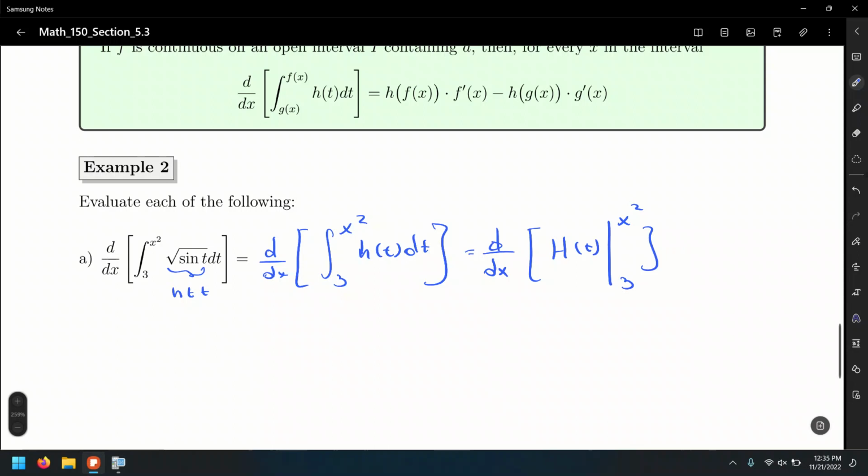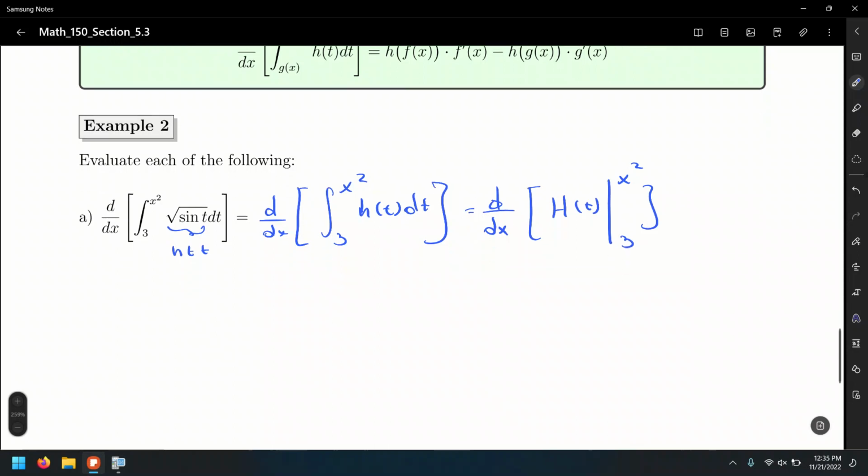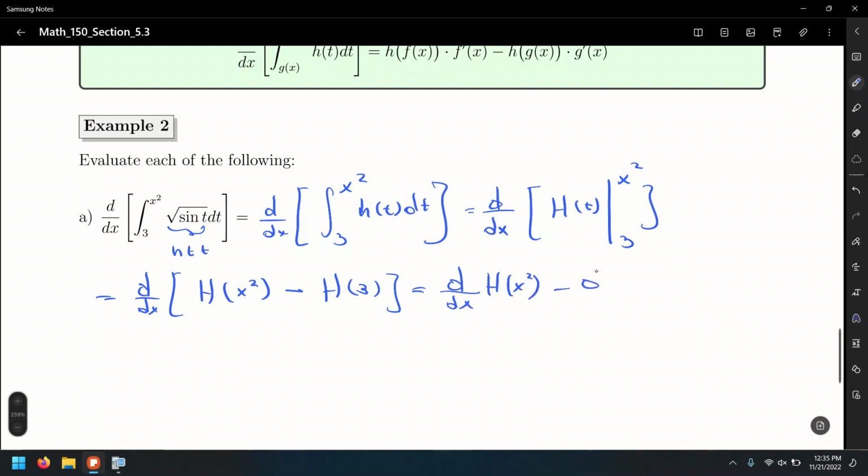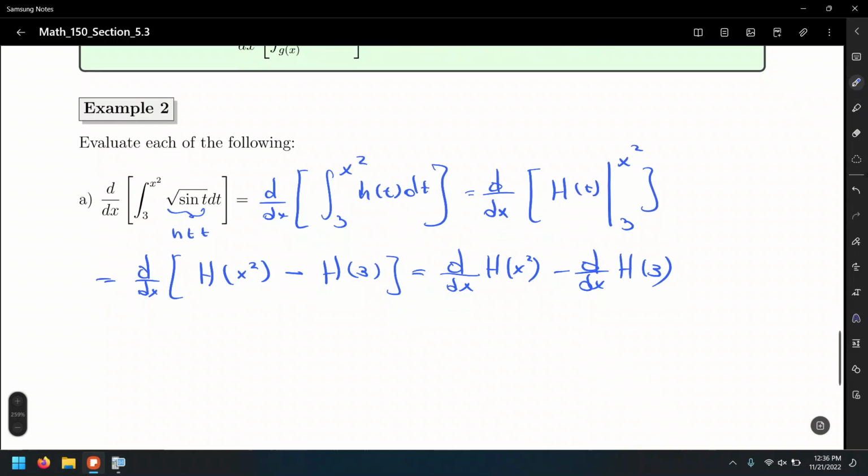Well, let's do the fundamental theorem of calculus part 1 first. That is, evaluated at the upper limit minus evaluated at the lower limit. So this will be d/dx of big H evaluated at x squared minus big H evaluated at 3. Let's take the derivative individually: d/dx of H of x squared minus d/dx of H of 3. When we found the antiderivative of little h, that became big H. Now that we're taking the derivative of big H, that's going to become again a little h.